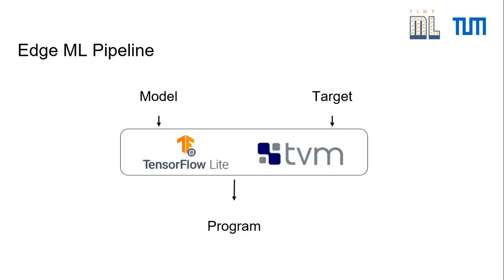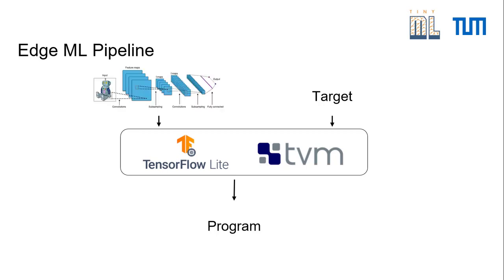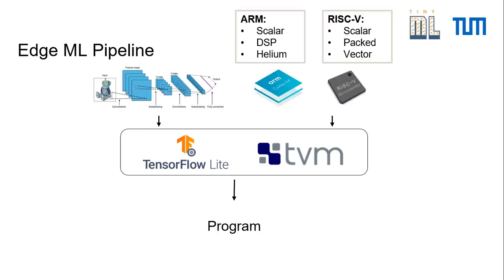Now, we have our frameworks, for example, TensorFlow Lite for microcontrollers and TVM. We have some model, and we have a target, which might be an ARM or RISC-V architecture. Now, how do we get our machine learning program? There are a few things we can, for example, do.